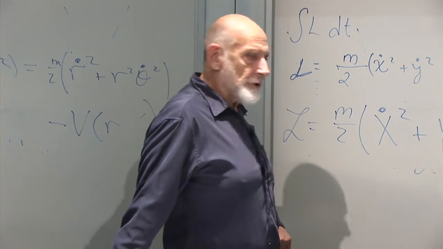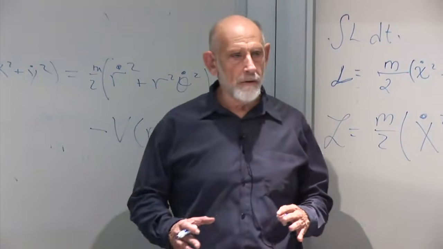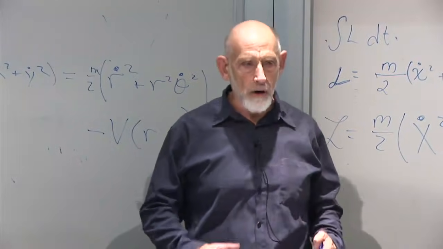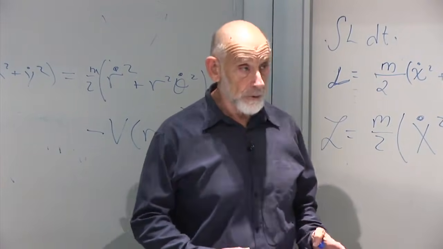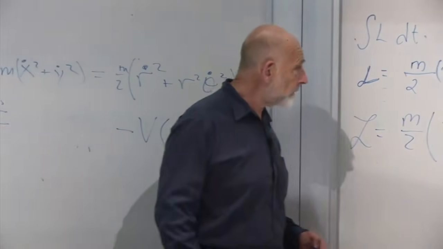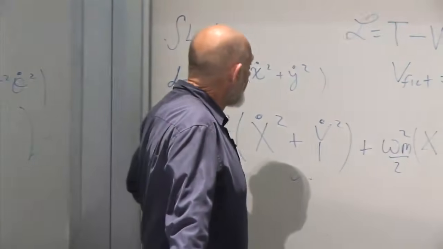So energy is another subject. Energy is not a terribly natural object in the Lagrangian formulation. It's a very natural object in the Hamiltonian formulation. We will come to it. Anything else?